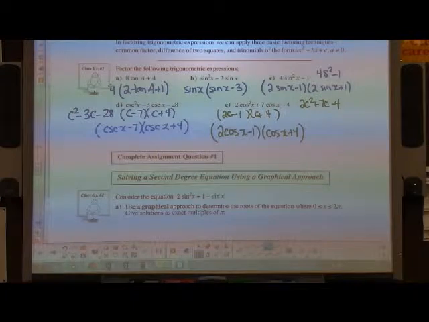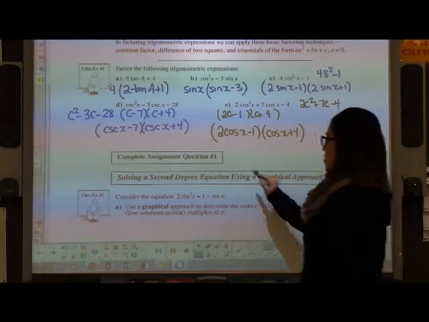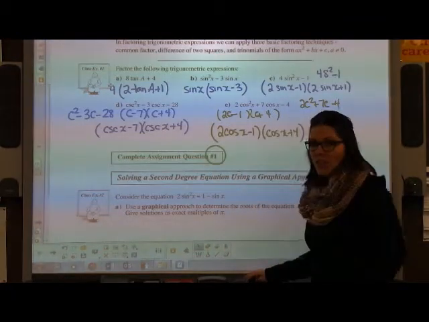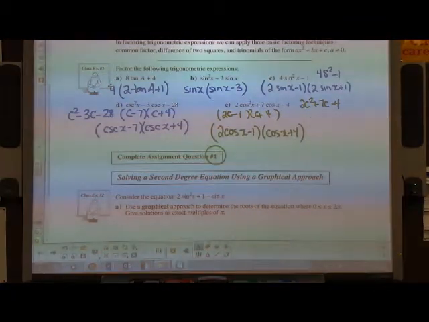So what I want you to do is question number 1, which is factoring these trig functions. It's important because without being able to factor these trig functions, you're not going to be able to solve these trig equations.